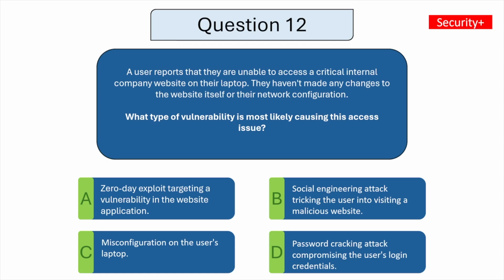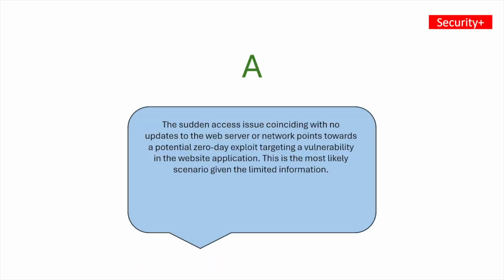So I'm just gonna base a real life scenario around this one, which is a really bad habit to do with CompTIA exams, but I'm gonna go with C, misconfiguration on the user's laptop. Now, I could be wrong, but I guess we'll see. Oh, yep. The sudden access issue coinciding with no updates to the web server or network points towards a potential zero-day exploit targeting a vulnerability in the website application. This is the most likely scenario given the limited information. Limited information is correct, yep.